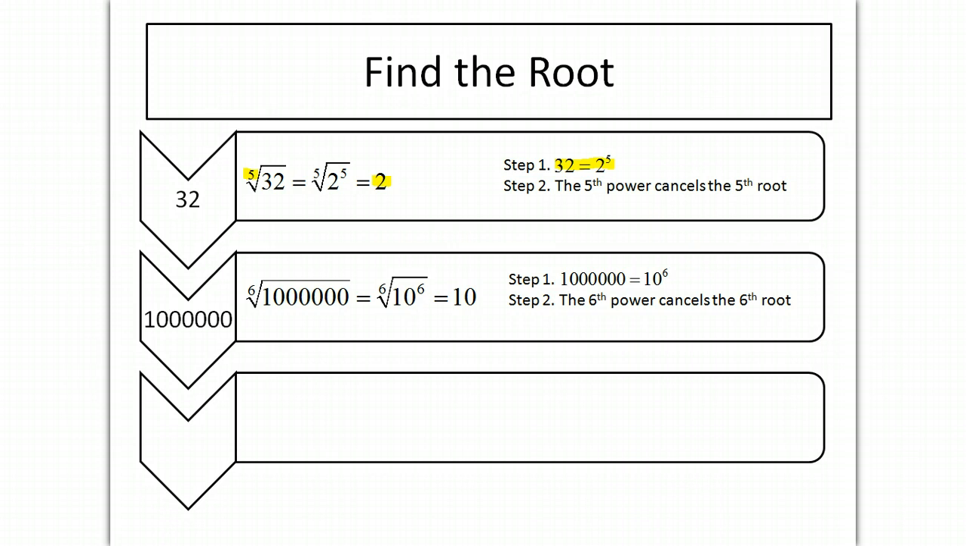Looking at a larger number, if we want to find the 6th root of 1 million, well, our root exponent is 6, so we need a power expression with an exponent of 6 that's equal to 1 million. Well, 1 million just happens to equal 10 to the 6th power. So if we change this to the 6th root of 10 to the 6th, our 6th power and our 6th root will undo each other, and we're left with the base, which is 10. So the 6th root of 1 million equals 10.